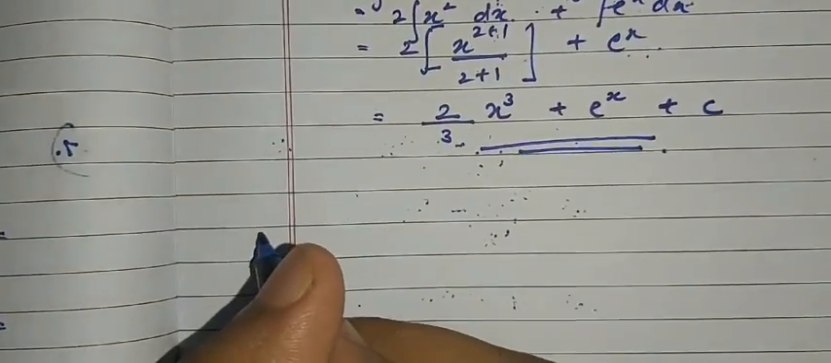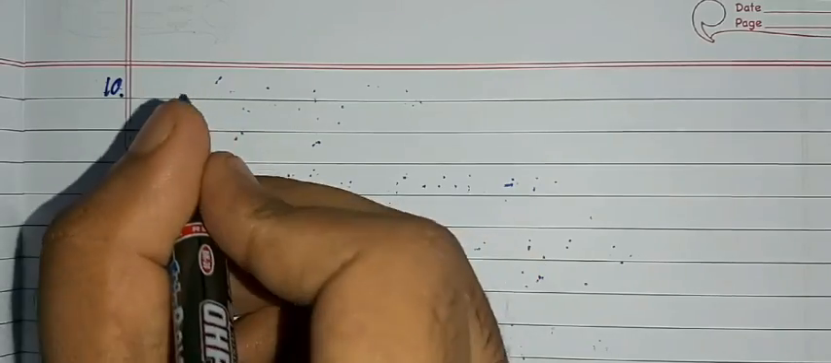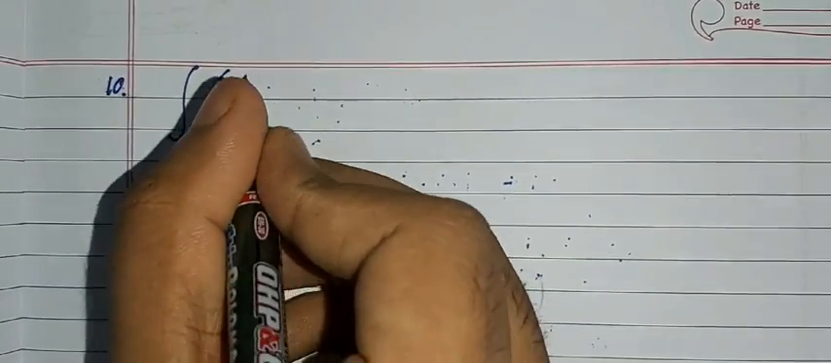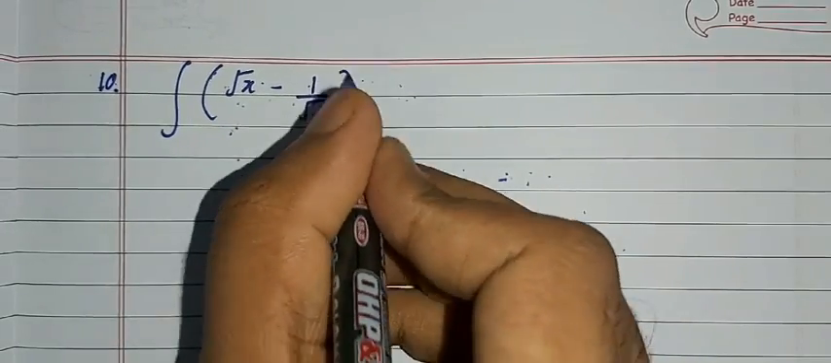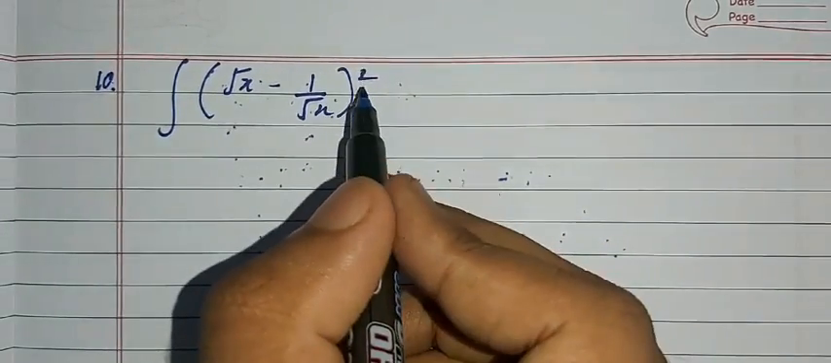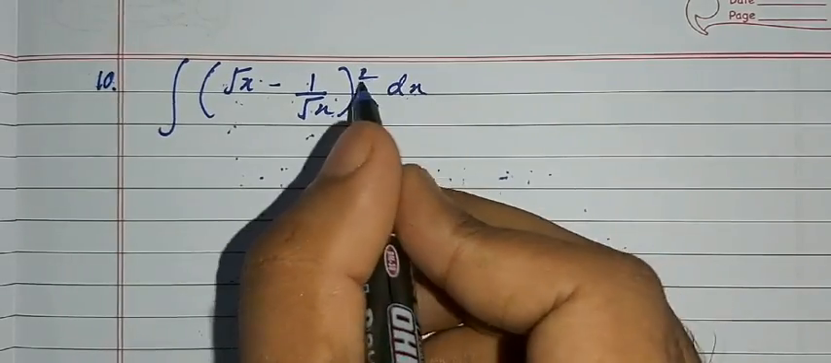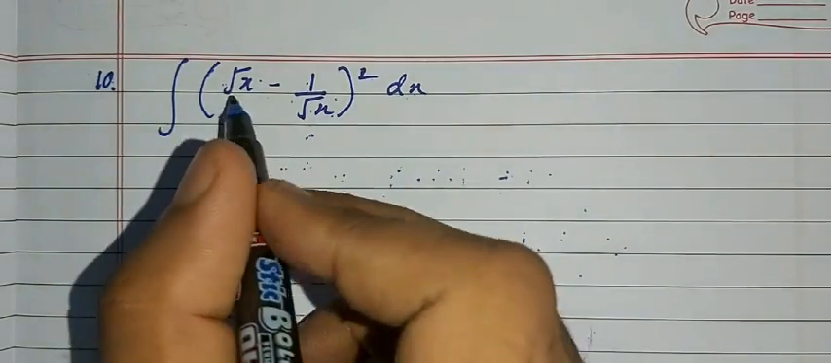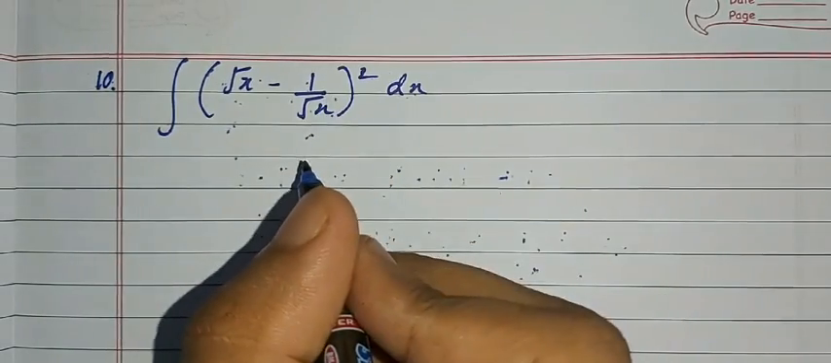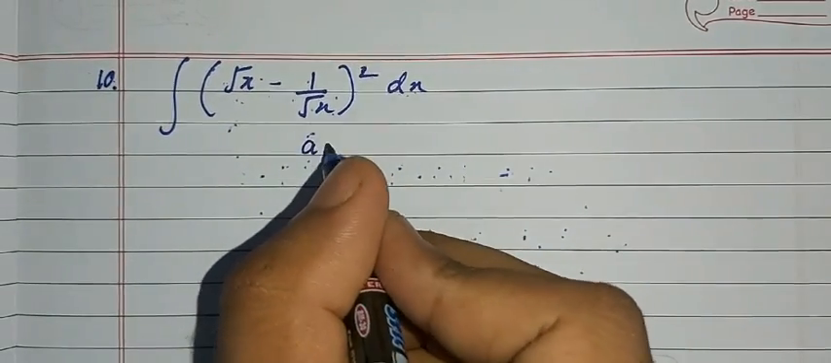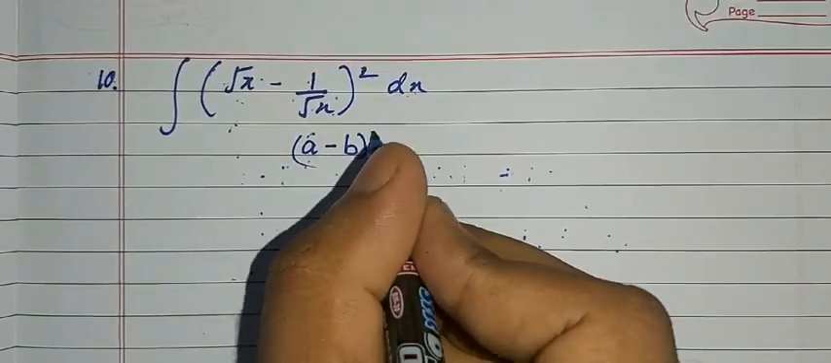Very easy. Now move on to the 10th question. The question is the integral of (root x minus 1 by root x) the whole square. There is a whole square here, so we should consider this as an identity. We have learned in smaller classes an identity like this: (a minus b) the whole square.